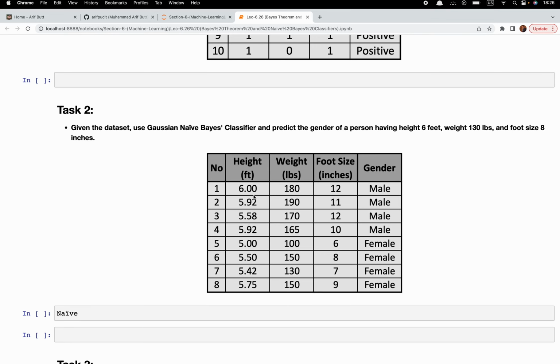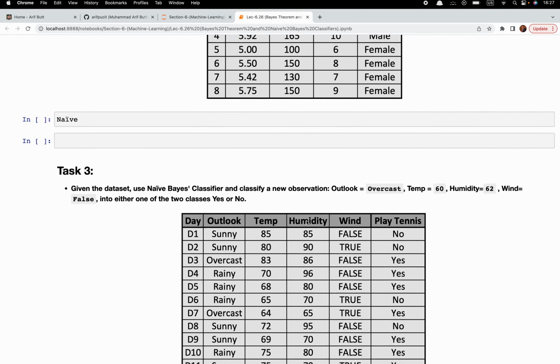And this is task 2, where the dataset has the 3 input features, height, weight and foot size, and the output label is the gender of the person, being male or female. Once again you need to use the Gaussian Naive-Bayes classifier and predict the gender of a person who has a height of 6 feet, weight of 130 pounds and foot size of 8. I hope you will be able to do this after going through the examples that I have done in today's session.